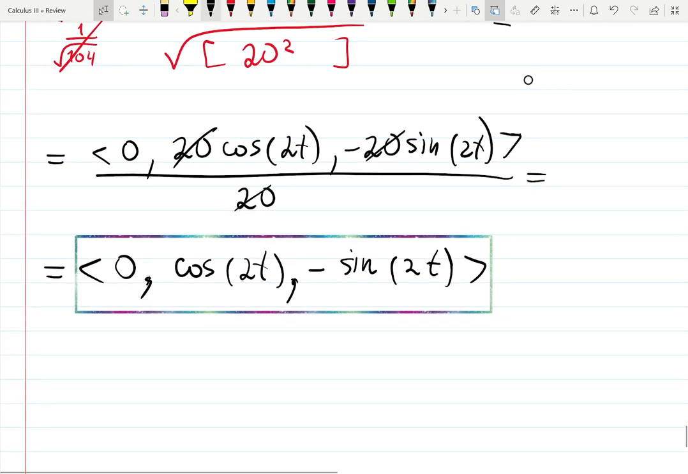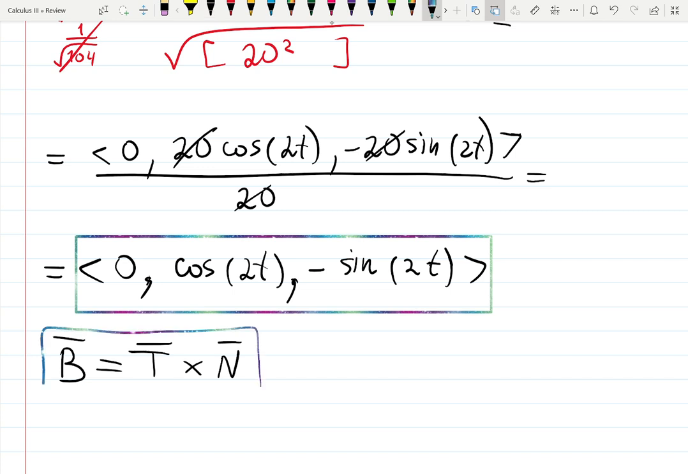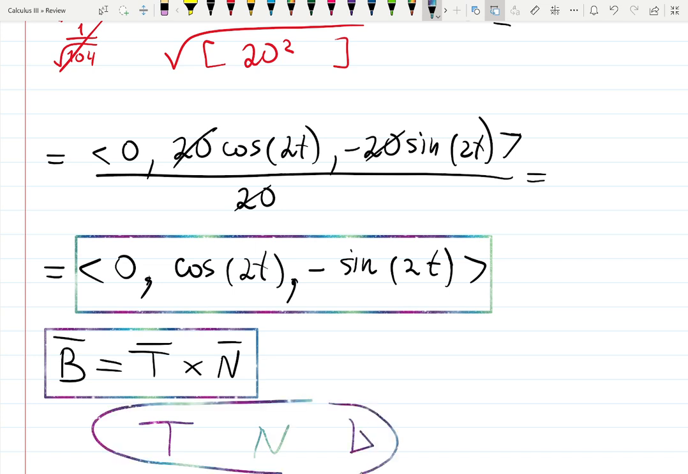The third vector B, which we were now asked to find, is the cross product of T and N. And I don't want to do it because it will take too much time and the video will become way too long. Maybe I will do it in some other video. But these are 3 vectors, T, N, and B. A very important part of vector calculus to know.